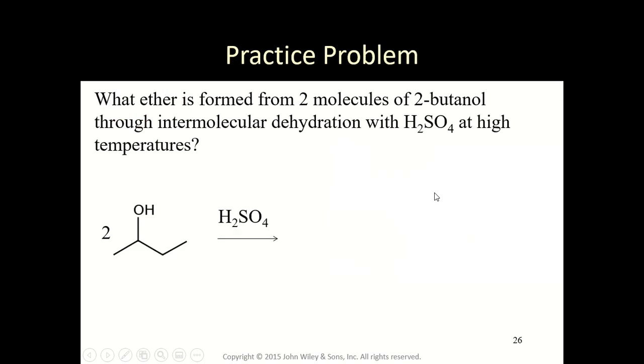What ether is formed from two molecules of 2-butanol? So here I have 2-butanol. You can just see what's going to happen here, and that's what this test and the assignment's all about, just getting you to recognize what's going to happen. Here I have two alcohol molecules, and I have H2SO4, which is flooding it with hydrogen, and what's going to happen is we're going to make an ether. That's it right there.